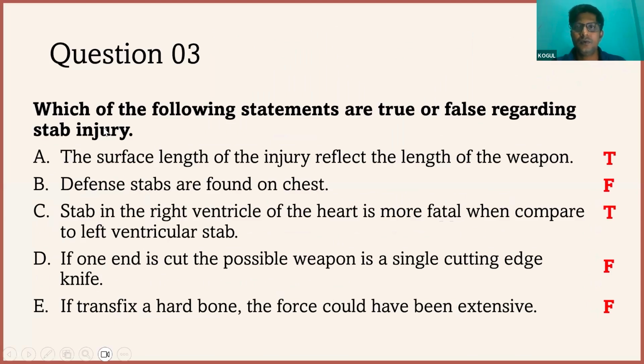Which of the following statements are true or false regarding stab injury? So you all know, the surface length of the injury reflects the length of the weapon. So surface length means the length of the injury indicates the length of the weapon. I think it's false. We have mistakenly put it as true, because surface length indicates the width of the weapon.